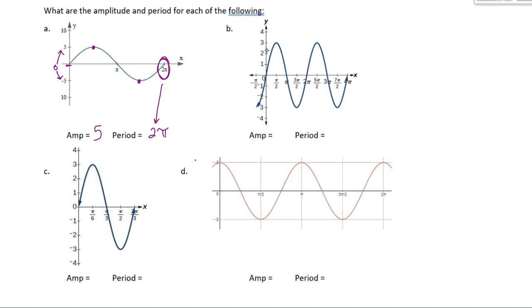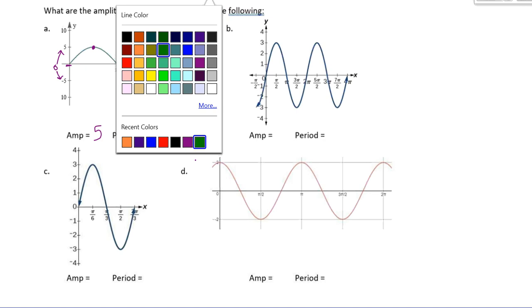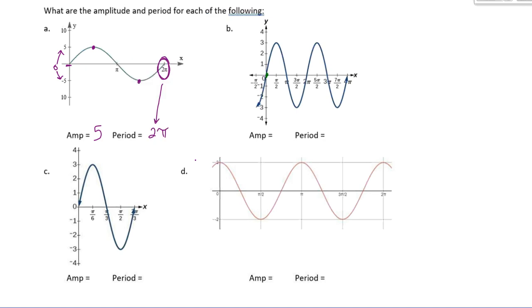Here's a good example of what I was just talking about. We look at one cycle, starting at 0, 0, we go up, down, and back to the intercept. That is one cycle, which means our period is 2 pi. And then if you look at the highest spot right up here at 3, started at 0, we went up 3 or down 3, so our amplitude is 3.